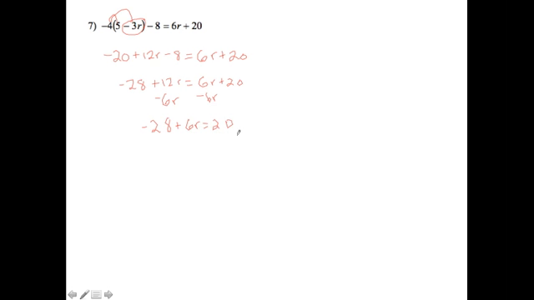All right, we're going to continue. -28 added to both sides is going to give us 6r is equal to 48. Divide both sides by 6, and r is equal to 8. Excellent.